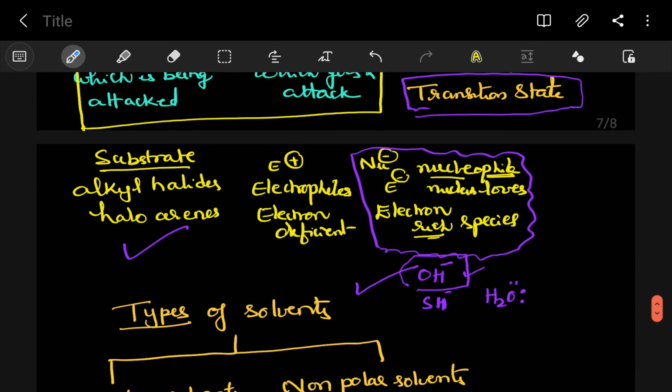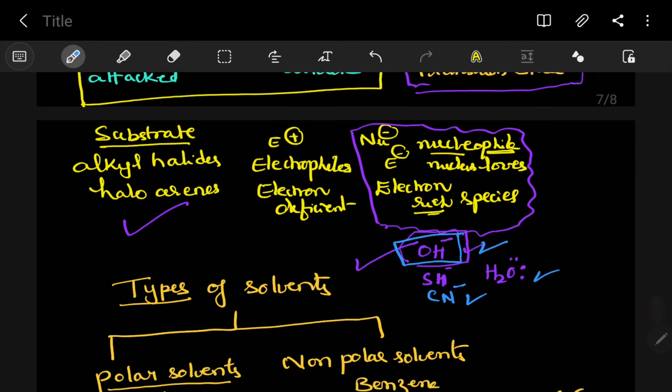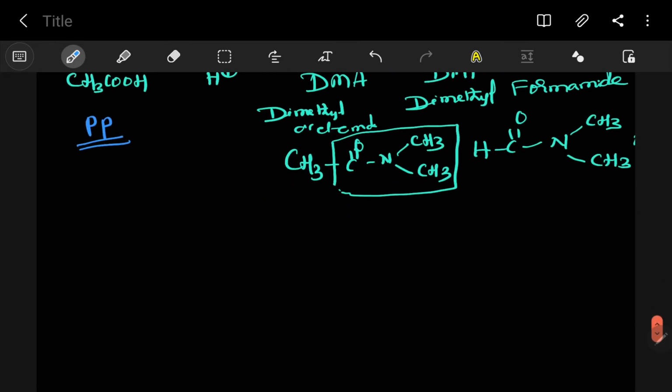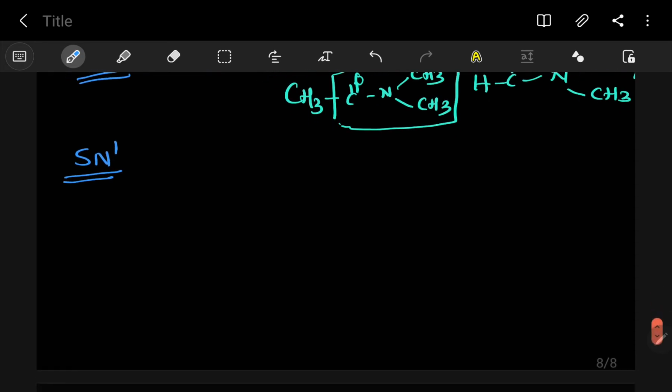Examples: OH minus, and again CN minus we can also keep, CN minus, H2O. But mainly we are doing the OH minus. Now let me explain the SN2 mechanism, or else we will be going to the SN1. First of all, we will be taking the SN1 mechanism.